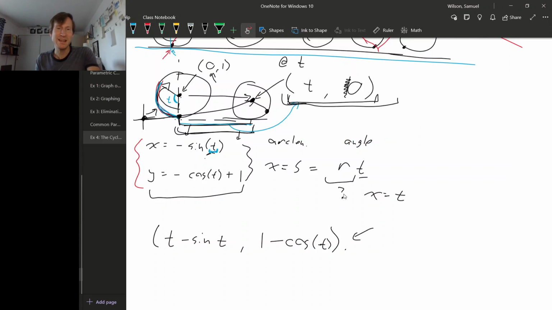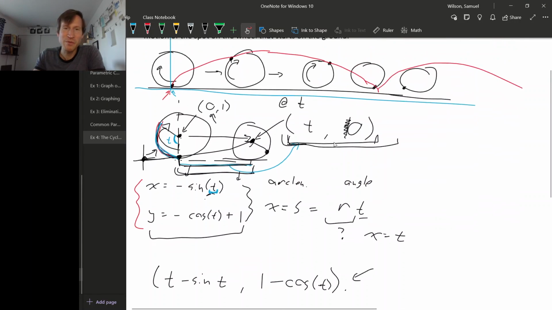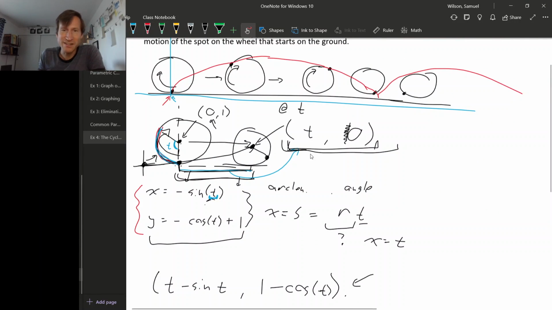So you can see that thinking in terms of parametric curves let us decompose this complicated motion into a series of simpler motions, which we could then put back together to get a parametric curve that describes the full complicated motion.